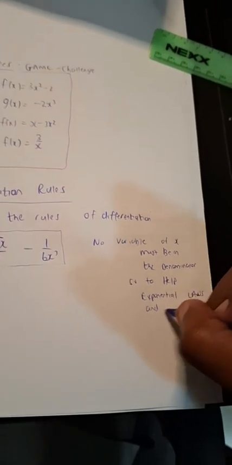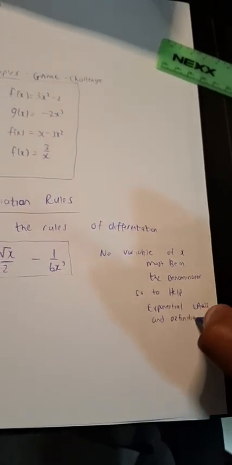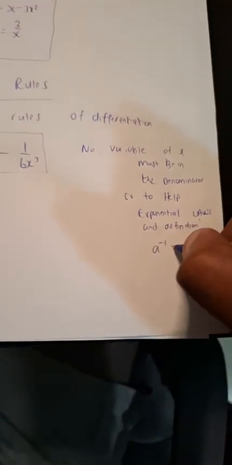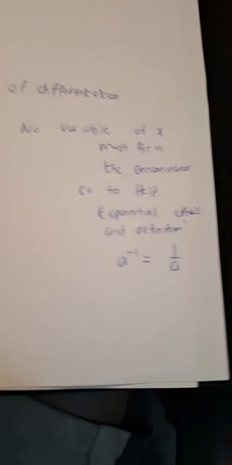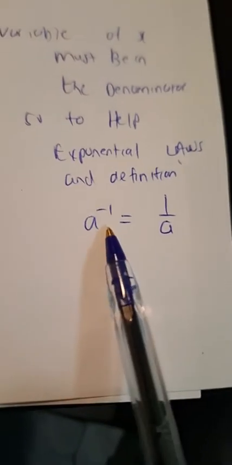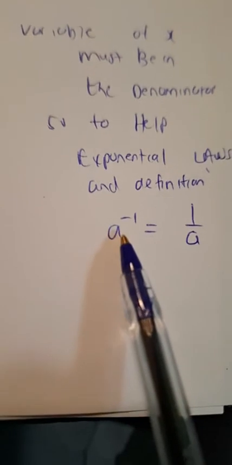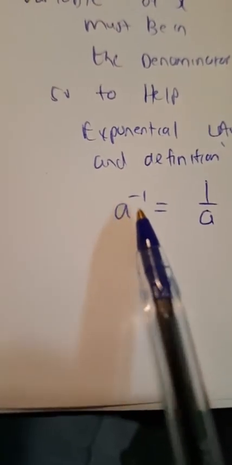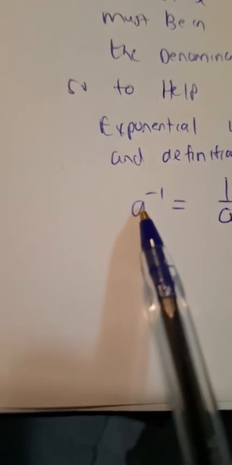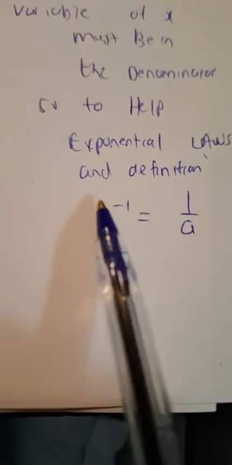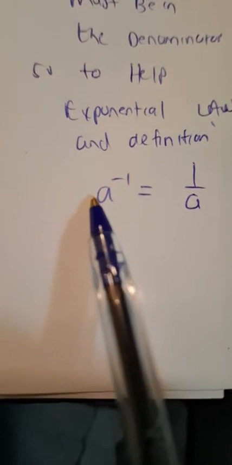Exponential laws and definitions. And the one definition that helps a lot is this one: a to the power negative 1. I'm sure you remember that. There was this definition that says if the base of a particular exponent is raised to a negative number, then the position of that base changes. So this a is currently in the numerator, but the base moves to the denominator. Then, when that base changes its position, the sign of that exponent will also change.